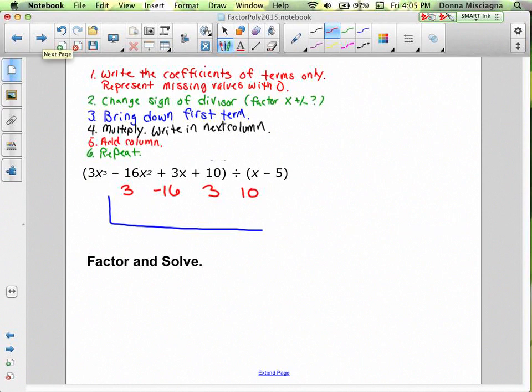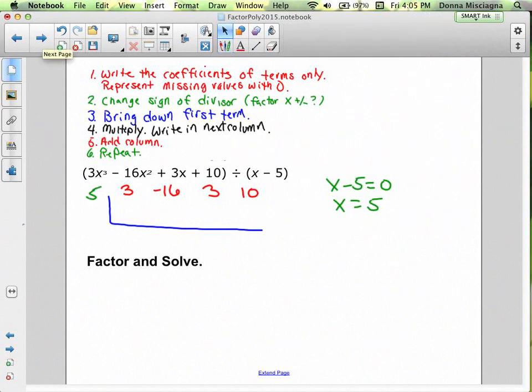And then we change the sign of the divisor. My divisor is x minus 5. Set that equal to 0, so x equals 5. 5 goes outside the house. Then we bring down our first term, and then we multiply. So 3 times 5 is going to be 15.